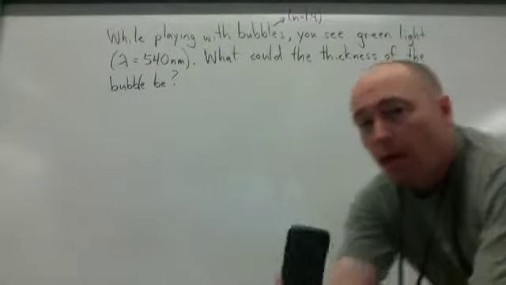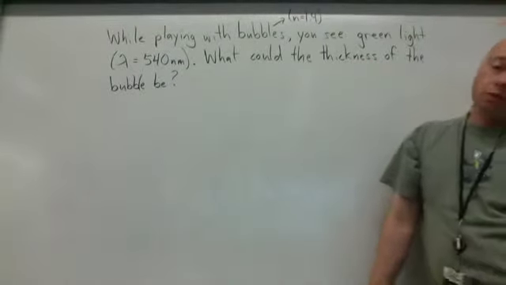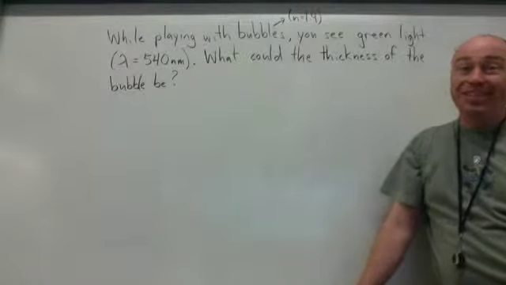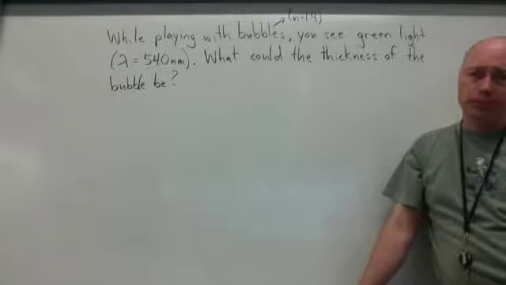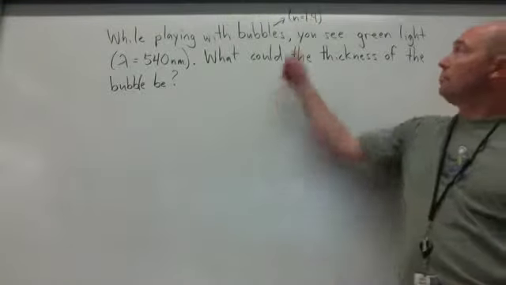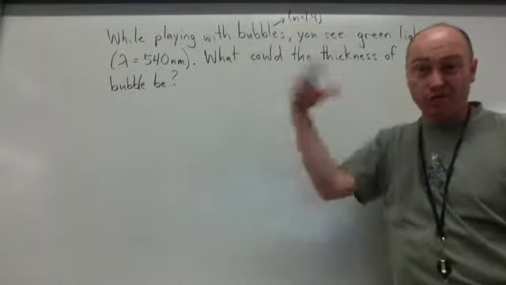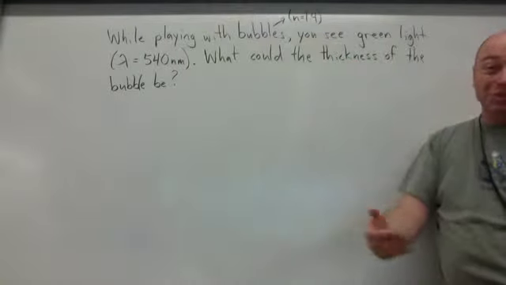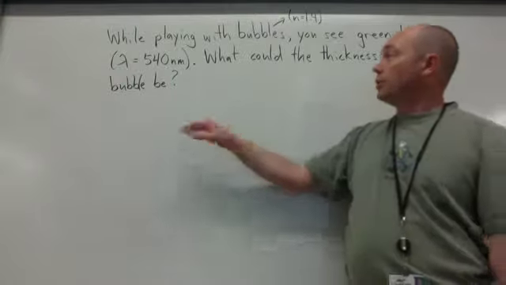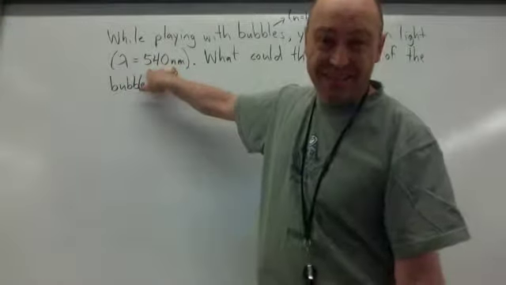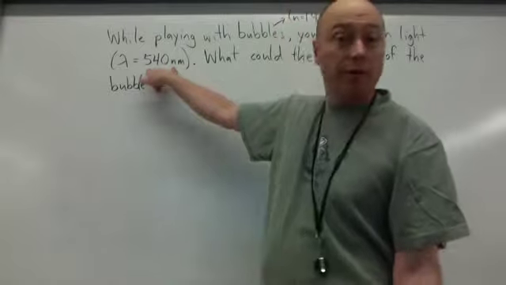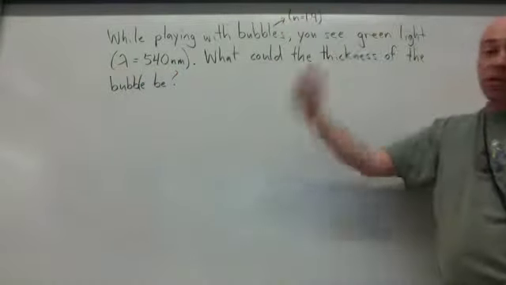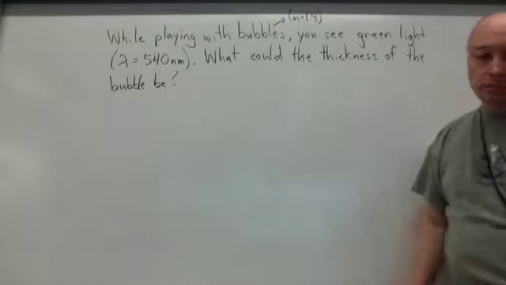Okay, hey, I'm going to go through a thin film problem with you. So we're going to pretend you've been playing with bubbles, because everybody should play with bubbles. We're going to say that the bubbles have an index of refraction of 1.4. And when you're looking at the bubble, you see green, which, green light in a vacuum has a wavelength of 540 nanometers. And then the question is, hey, what could the thickness of the bubble be?